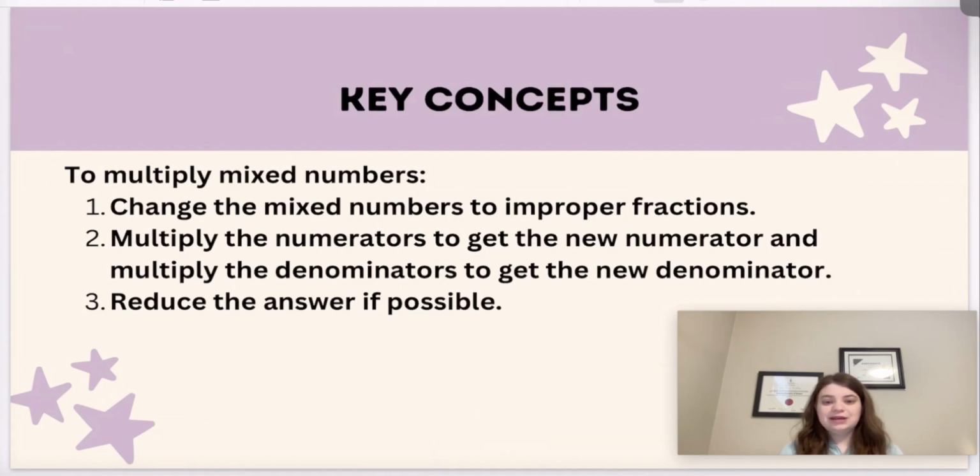The second thing is we need to multiply the numerators to get the new numerator and multiply the denominators to get the new denominator. Step 3 is, if possible, we want to reduce the fraction answer into lowest terms. Sometimes the answer will already be in lowest terms and we won't have to reduce, but it's important to check whether or not we can reduce our answer.